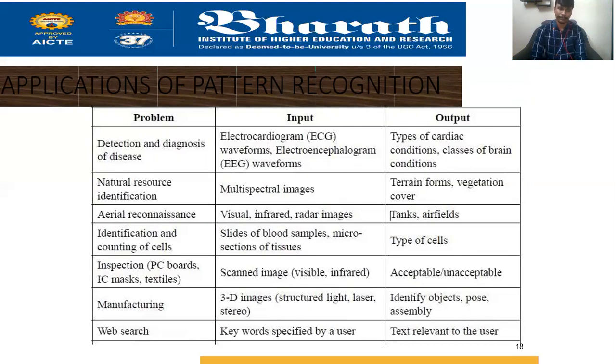And manufacturing industry purposes also use it. For example, a 3D, three-dimensional image with a composition of a light structure, laser stereo light, is given. It is used to identify the object post assembly by using pattern recognition, with several kinds of models in pattern recognition.